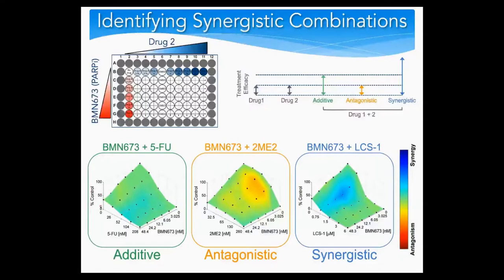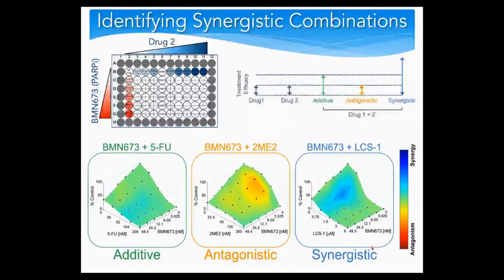You can see the two different drug concentrations shown there. And this axis is basically the percentage of cells remaining. This is an additive result. You can see BMN 673 with 2-methoxyestradiol has an antagonistic effect. So it's not a combination we would want to pursue. And BMN 673 in the context of LCS1 certainly has that synergistic impact, or that sweet spot, that we would want to use moving forward.